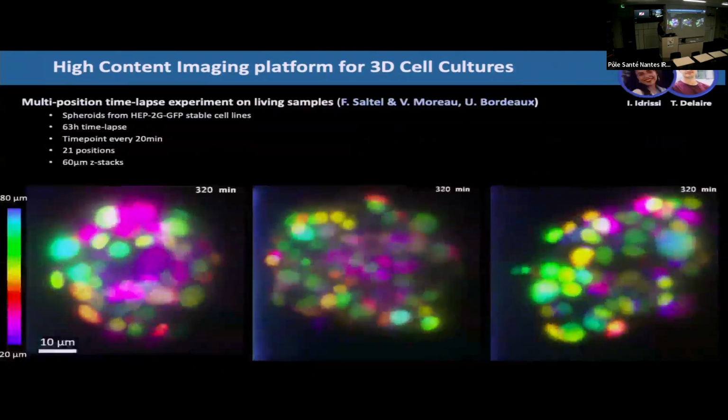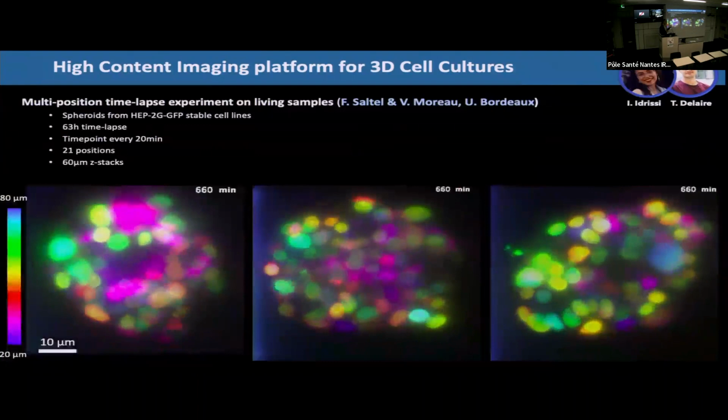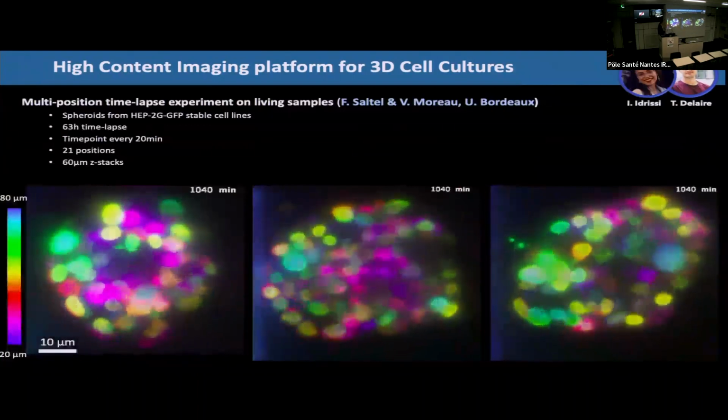The system is also very good for live imaging. So here we also have a proof of concept.